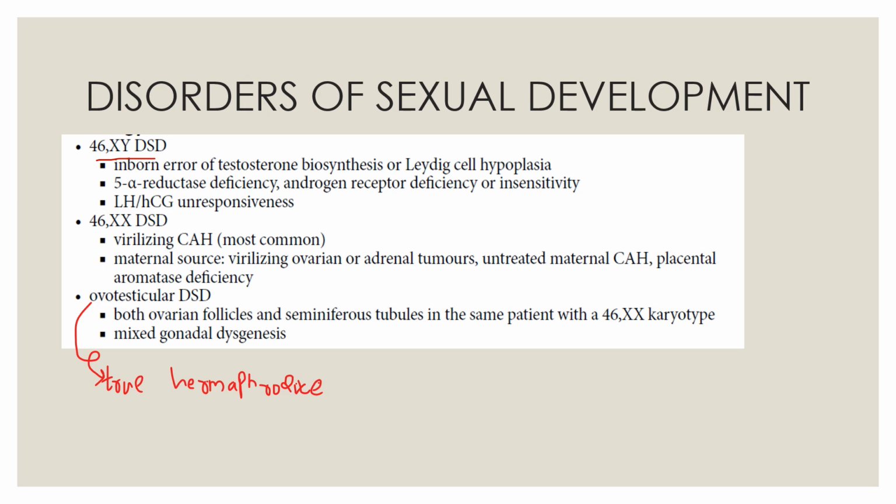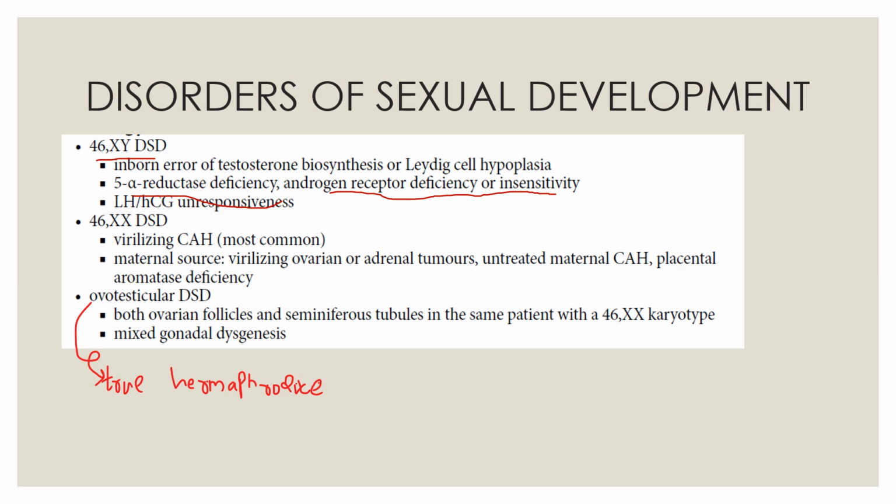46XY is a male, but how do they come to look like a female? They may not have external genitalia. That may be due to a 5-alpha reductase deficiency, which is the conversion of testosterone to dihydrotestosterone, the active form of testosterone, or there can be an androgen receptor deficiency or insensitivity. So they are born as a male genotypically, but they may grow up as a female.